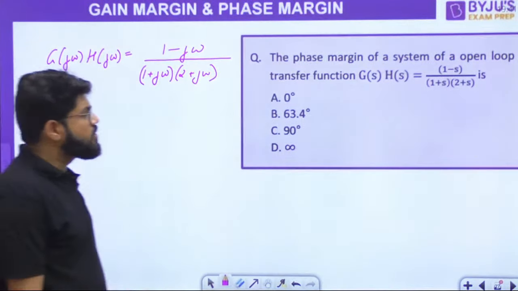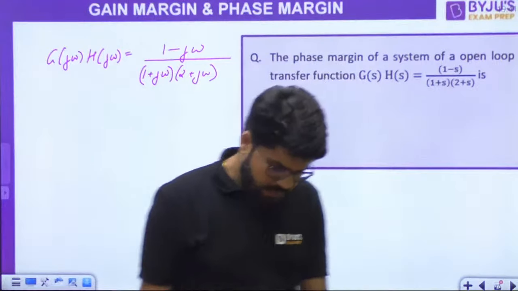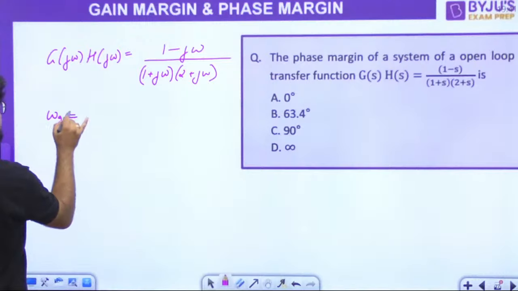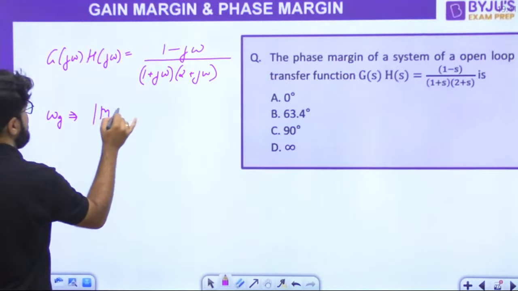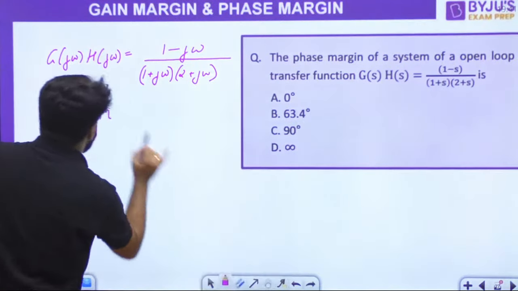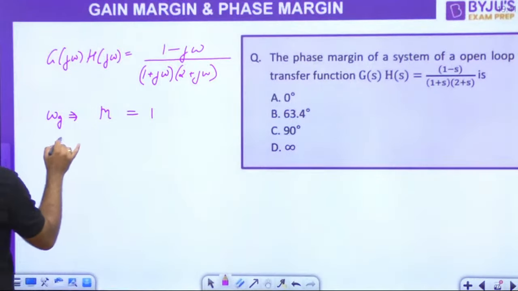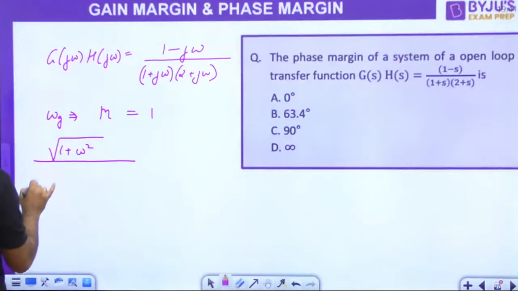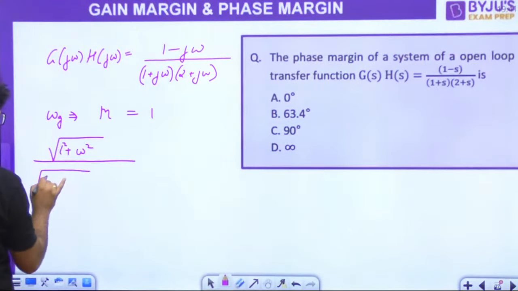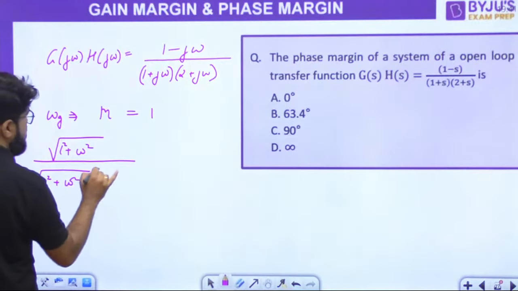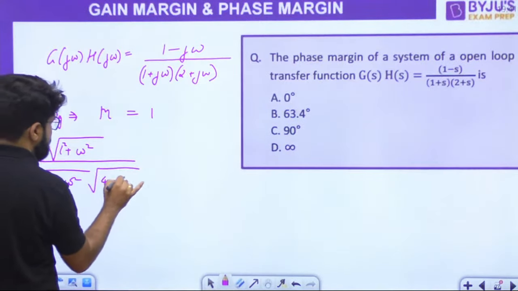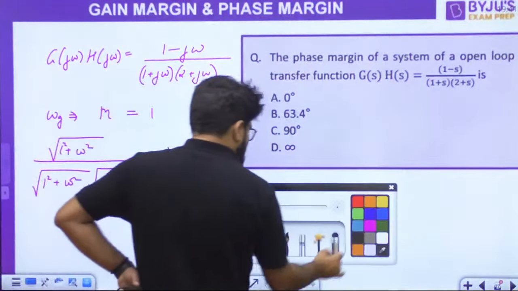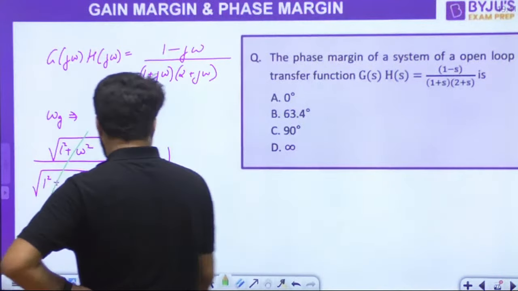Phase margin will first of all start with the ω_g, as we all know. So what is the ω_g? For ω_g we will take the magnitude part equal to 1. So what is the magnitude? For 1 minus jω, the magnitude is root of 1 square plus ω square. Again for 1 plus jω, the magnitude is again square root of 1 square plus ω square. For 2 plus jω, square root of 4 plus ω square, equal to 1. But 1 minus jω and 1 plus jω have the same magnitude.